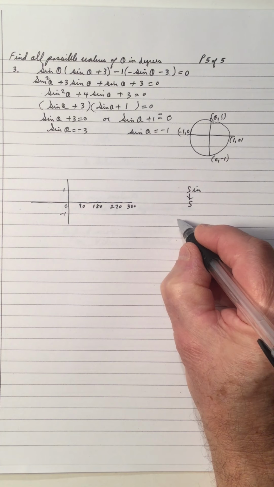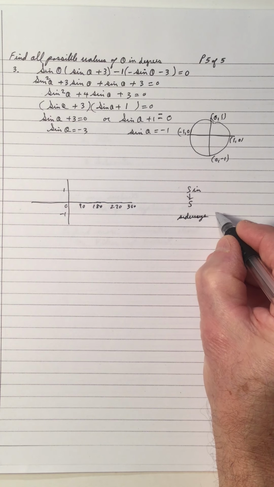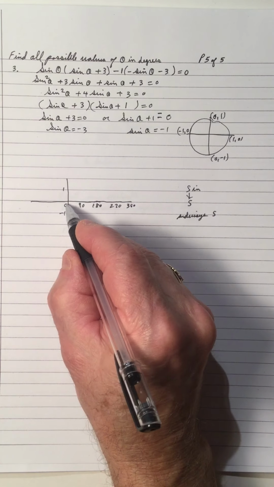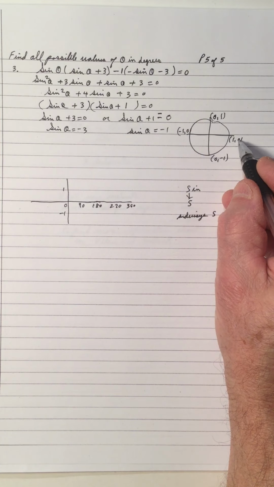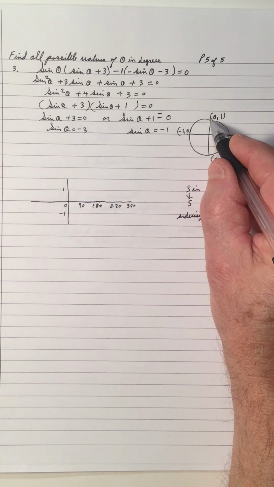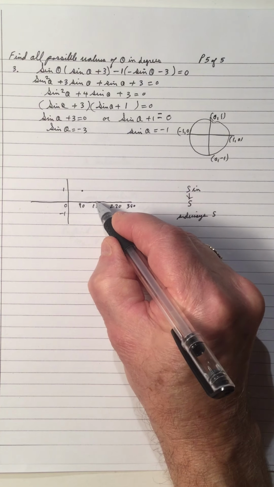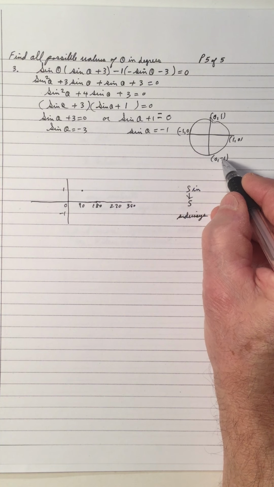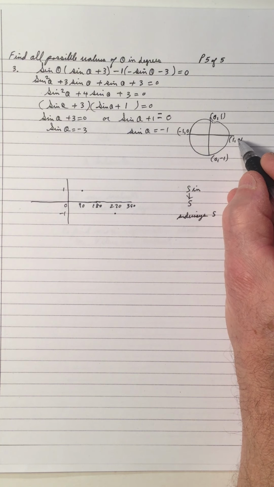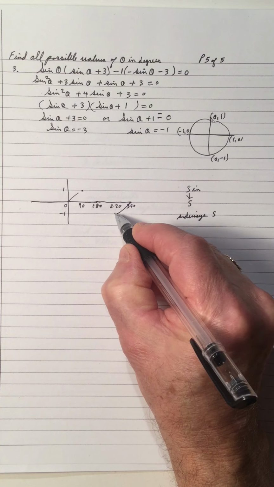So the sine graph is a sideways S. Let me explain. So at 0 degrees, sine is 0. At 90 degrees, sine is 1. At 180 degrees, sine is 0. At 270 degrees, sine is negative 1. 360 all the way around, sine is the y, which is 0. So notice the sine graph is a sideways S.